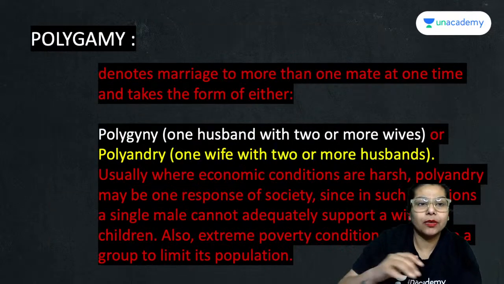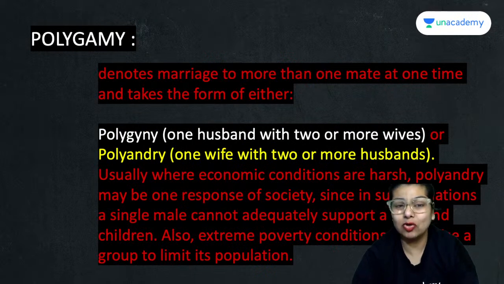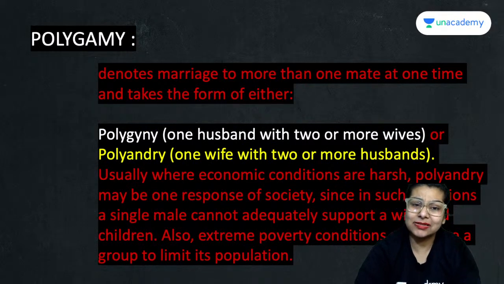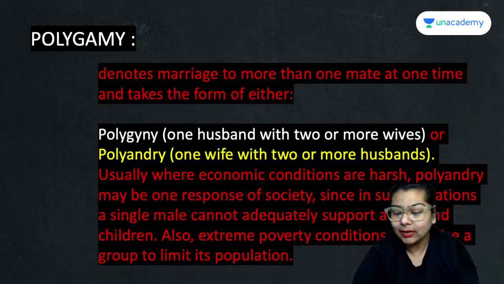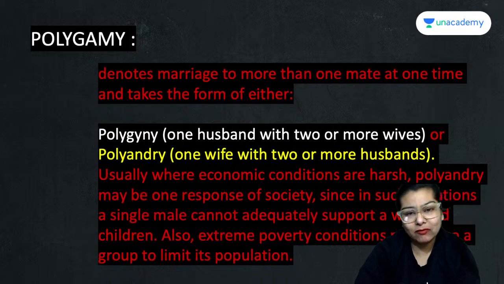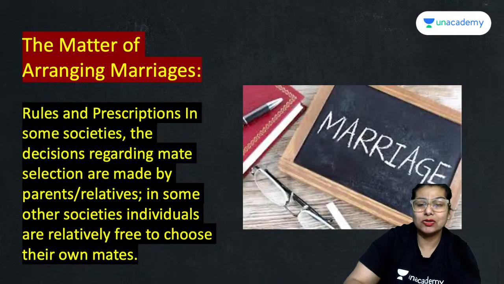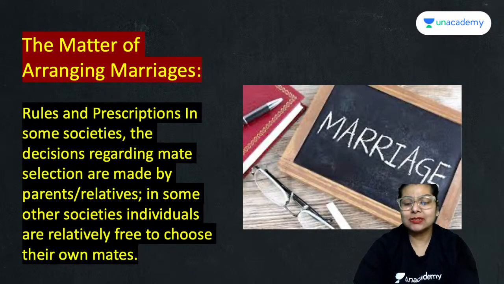Next is polygamy, which denotes marriage to more than one mate at a time, and this takes the form of either polygyny or polyandry. Polygyny is one husband with two or more wives. Polyandry is one wife with two or more husbands. This you have to understand. The definitions are very important, so please remember.